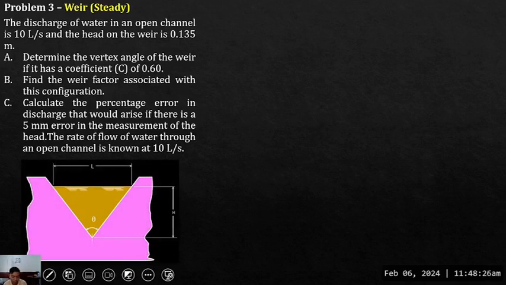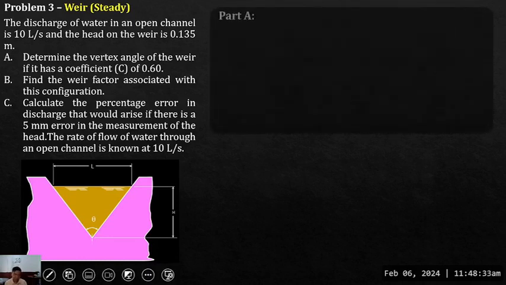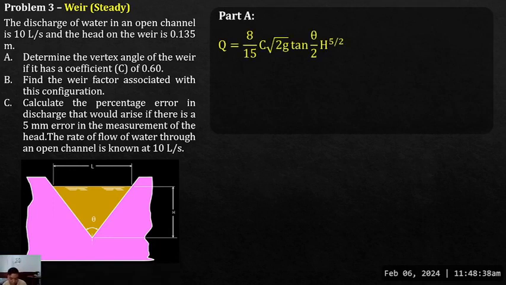So first is the vertex angle of the weir if it has a coefficient C. Kapag given yung coefficient C, hindi Francis gagamitin mo. So itong medyo mahaba yung gagamitin mo: 8 over 15 C square root of 2G tangent theta over 2 H to the 5 halves. So ang tinatanong dyan is yung theta. So may Q ka na. Sige, substitute na lang natin. So yung Q natin, that is 10 liters per second. Convert mo lang siya to cubic meter per second. So that's 0.01.